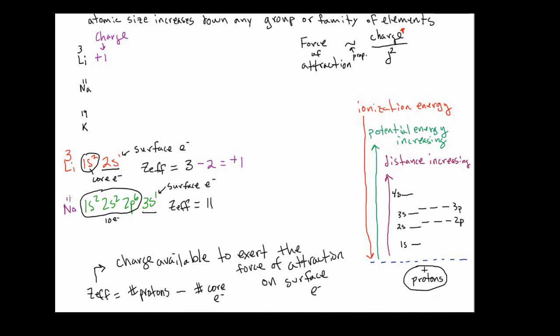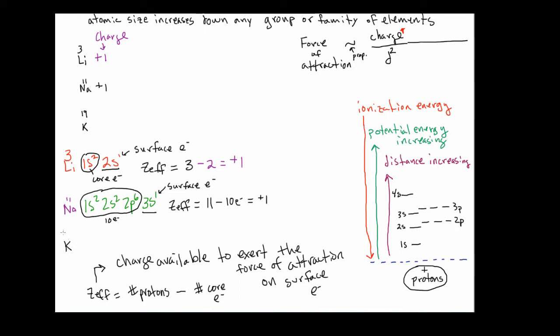This is the atomic number of sodium. This is the number of protons that we have in the nucleus, minus the core electrons, which are 10, and that's going to leave us with plus 1 again. So this is significant because as we move from lithium down to sodium, you can see that the charge available to generate force of attraction on this surface electron remained constant. So as we went from lithium to sodium, the charge remained constant.